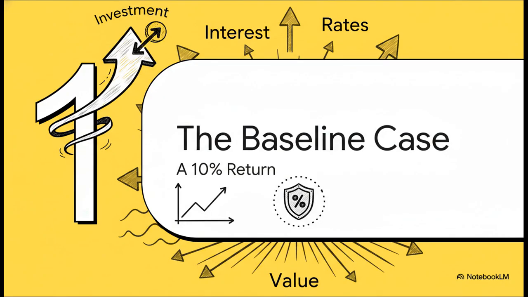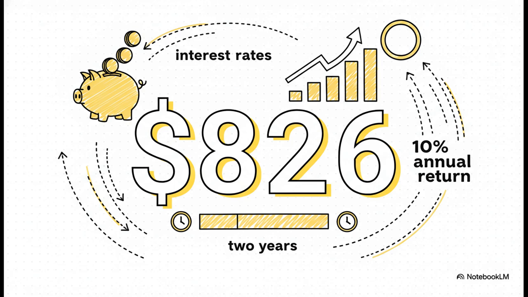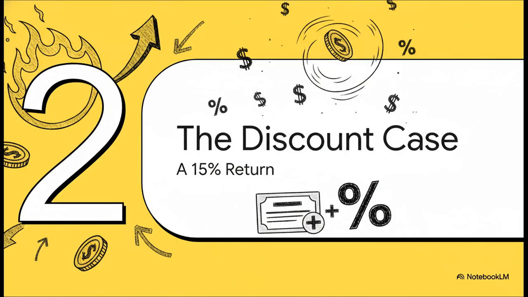We're going to start with our baseline case. For this, let's just assume the market is looking for a nice, standard 10% return on its money. The math here is actually a lot more straightforward than you might think. To figure out what a bond is worth today, its present value, you just have to work backward from what it pays you in the future. So we take that guaranteed $1,000 and we discount it for each year we have to wait. We divide by 1.10 for year 1, and then we hit it again, dividing by 1.10 for year 2. And when you run those numbers, you land right at $826. So this is our starting point. That's the price you'd pay today if you wanted to lock in that 10% annual return over the next 2 years.